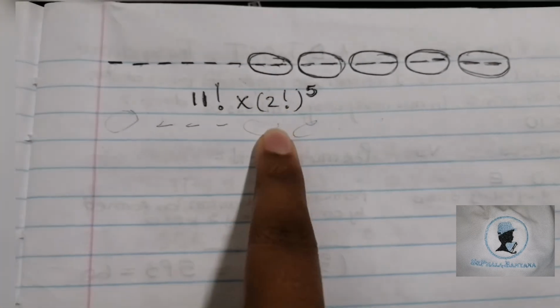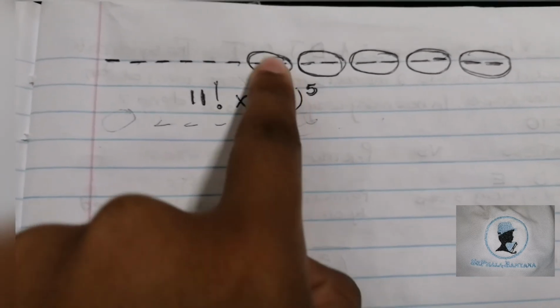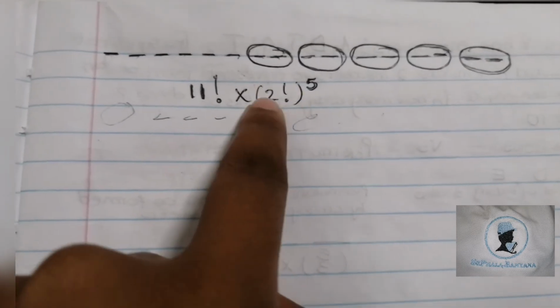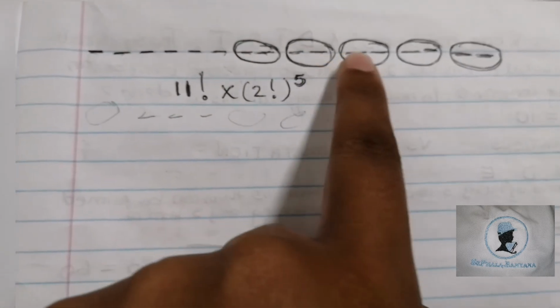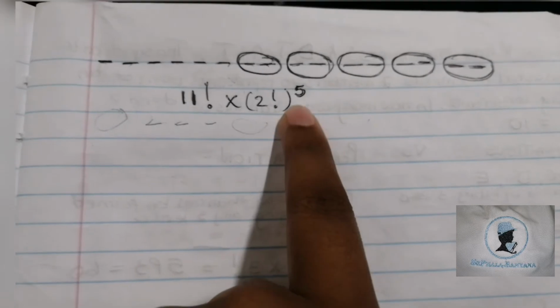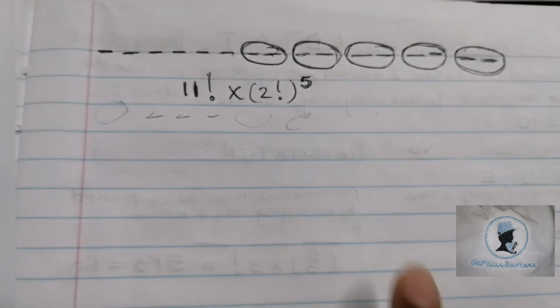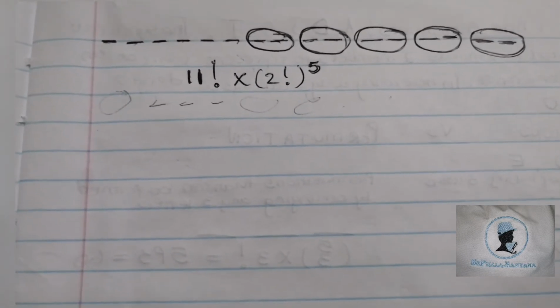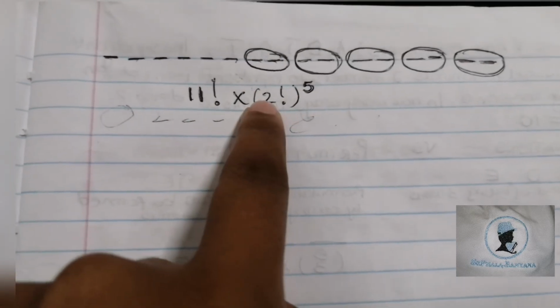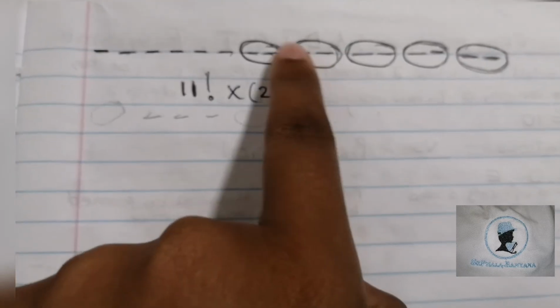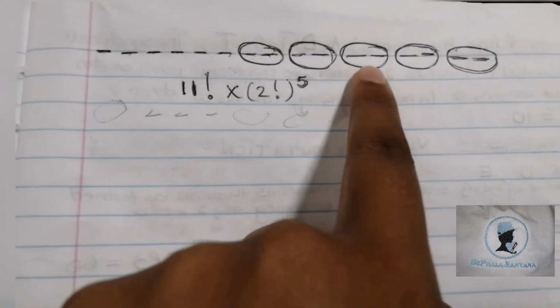So now the 2 factorial, now we are sitting the couple, because it's either the male can sit first then the female, or the other way around. So the 2 to the power of 5 represents that there are 5 couples. It's like saying 2 factorial times 2 factorial times 2 factorial for all the couples, right?